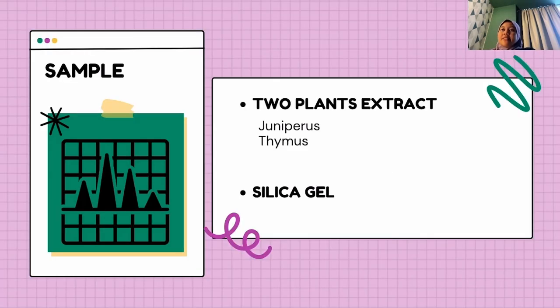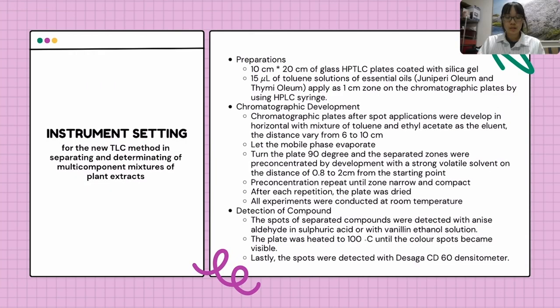These are the samples that are being used in this chromatography experiment. The first one is the two plant extracts, which are from the plants Juniperus and also Thymus. And then the next sample is silica gel. Next is the instrument setting for this new TLC method in separating and determining multi-component mixtures of plant extracts. There is a big difference for this method compared to the normal TLC method.